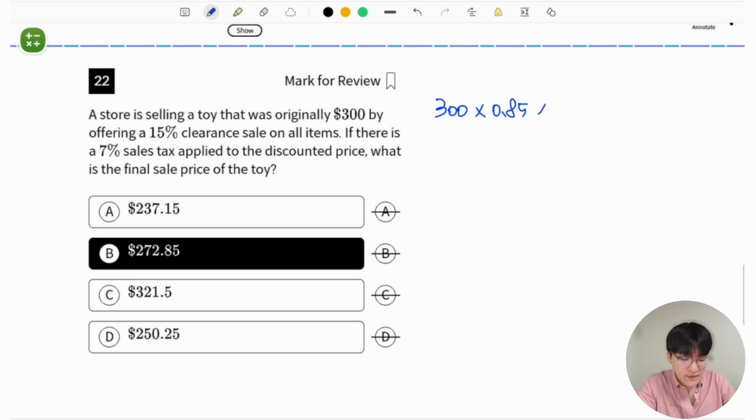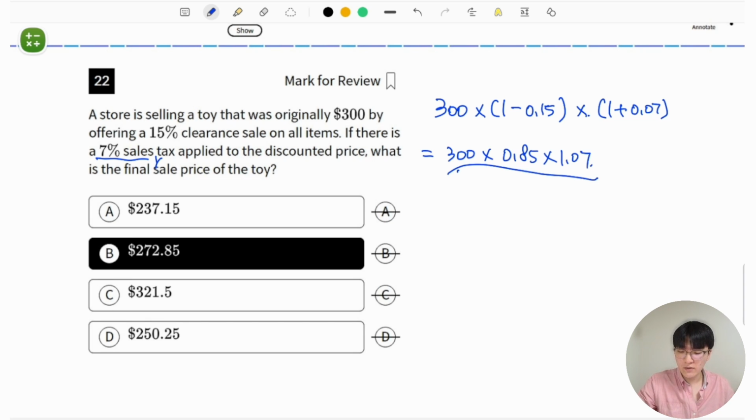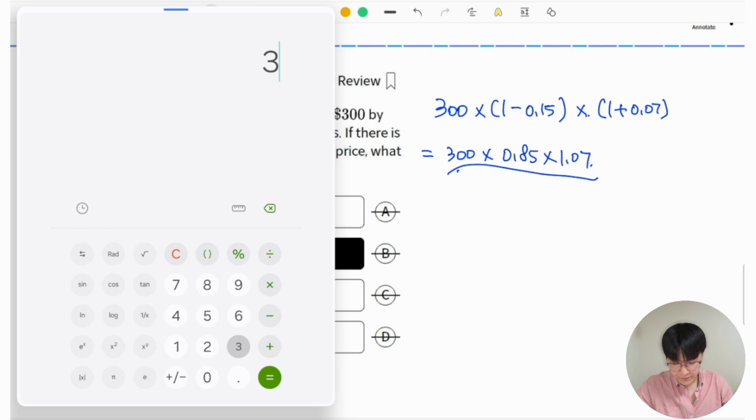Another way to write 0.85 is from the original, we got a discount of 0.15, which is just the same as 0.85. And we have a sales tax, which means that we have 1 plus 0.07. So if we rewrite that, 300 times 0.85 times 1.07 is going to lead to the final sale price of the toy. Which is $272.85.